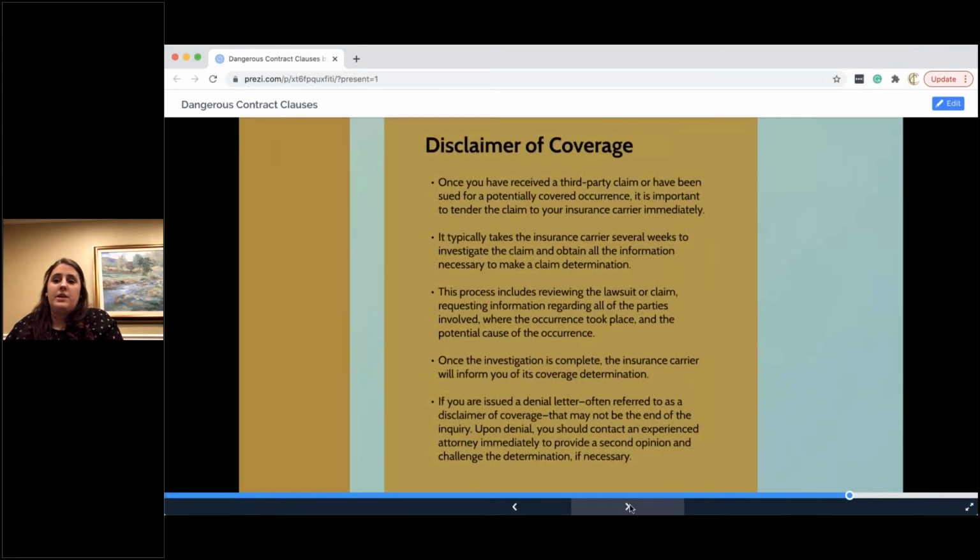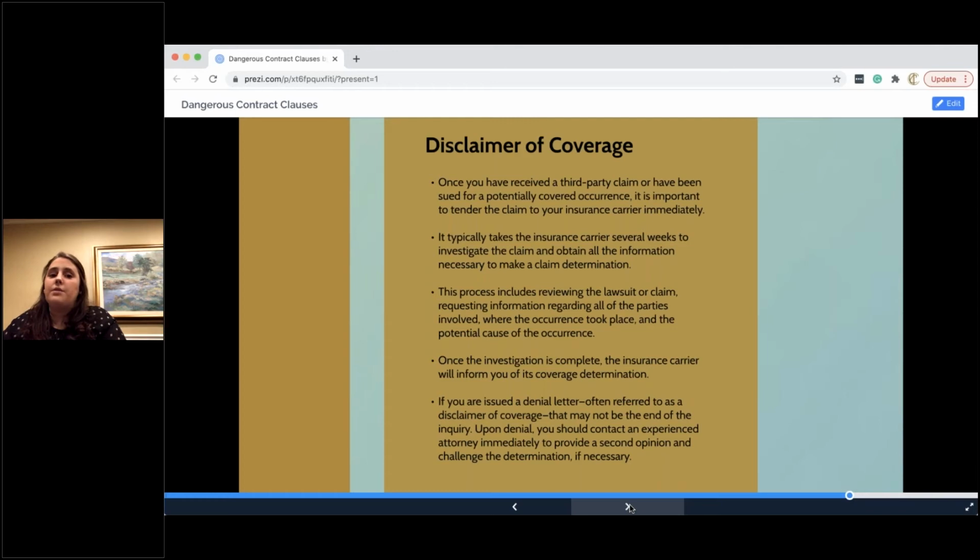Just looking at the certificate of insurance is not enough. That a lot of times will tell you policy limits, but it won't tell you policy exclusions. It's boring. None of us like insurance, but you need to read it. Or have your friendly Cromeans law firm attorney read that for you and give you the highlights of what you're looking out for. So once you've received a third-party claim, or you've been sued for something that might be covered by your insurance, you need to get that to the insurance carrier ASAP.